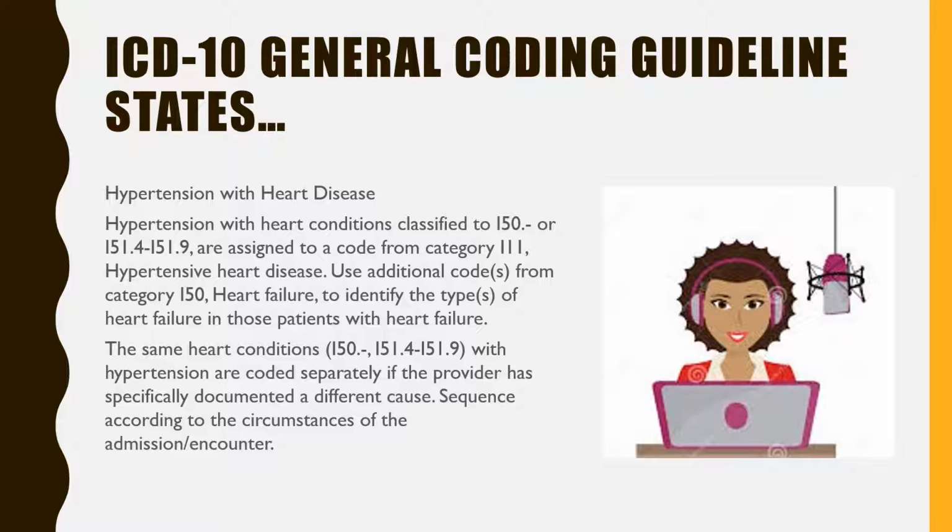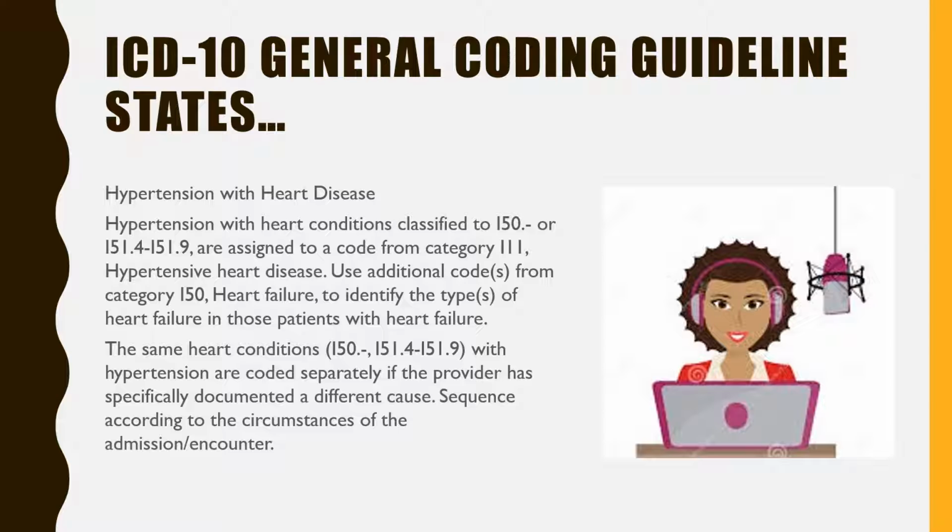Our ICD-10 General Coding Guideline states hypertension with heart conditions classified to I50- or I51.4 through I51.9 are assigned to a code from category I11, which is hypertensive heart disease. Use additional codes from category I50, which represents heart failure, to identify the type or types of heart failure in those patients with heart failure.